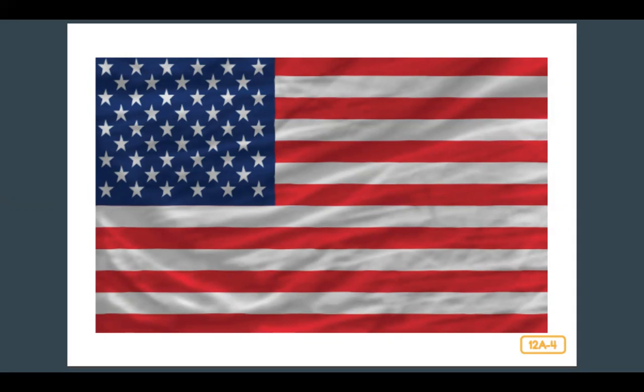Pretty soon, there were too many stars to fit in a circle, so the patterns changed over the years. Now we have 50 states and 50 stars arranged in rows, still on a blue background like the original flag. The same 13 red and white stripes remain as reminders of the original 13 colonies.